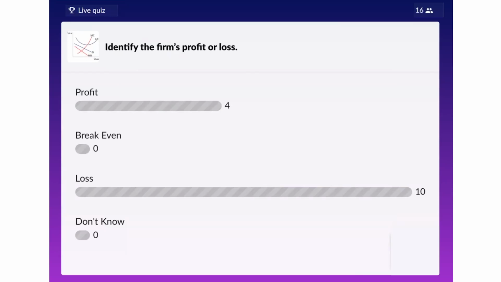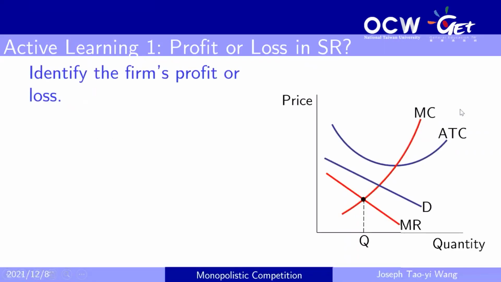The majority say making a loss, some say making a profit, and the answer is making a loss. So let's take a look. You choose quantity where MR equals MC, that's the golden rule. Then you go up the demand curve to find the price you want to charge.